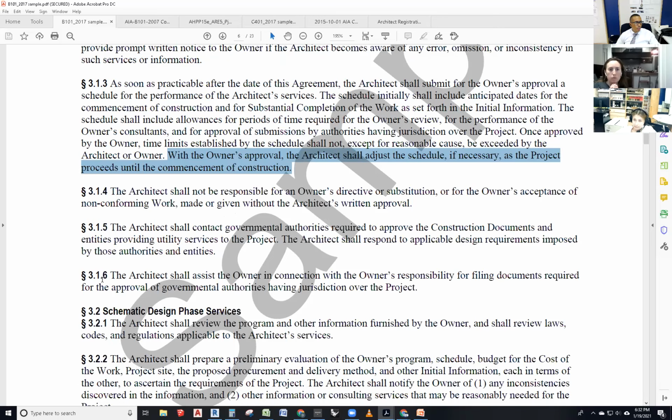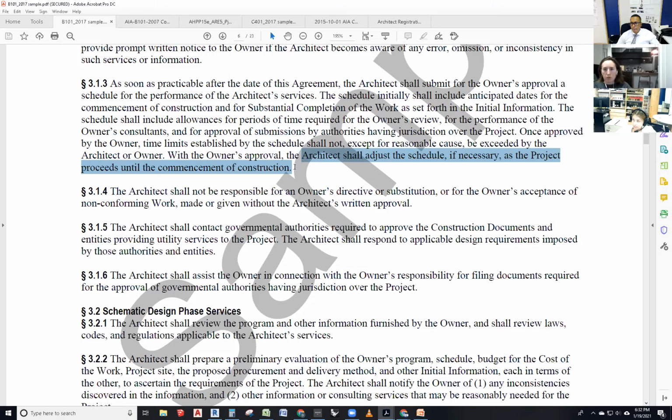So 3.1.4, the architect. Now, by the way, why is it until construction commences? Why can't you be messing with the schedule after construction? Because that's not affecting the price on the owner's behalf. I mean, the budget, what kind of time and the budget for construction.